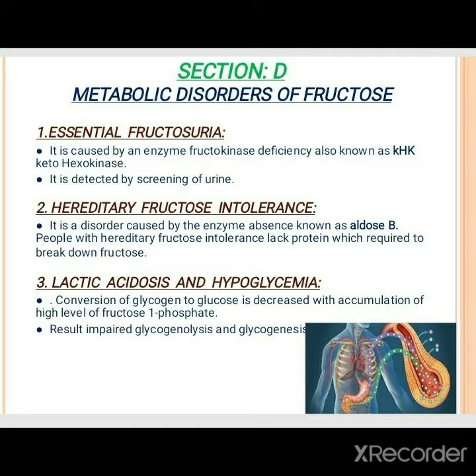So move toward the metabolic disorders related to fructose. The first is essential fructosuria. This disorder is caused by the enzyme deficiency known as fructokinase, also known as ketohexokinase. This enzyme catalyzes the transfer of phosphate group from ATP to fructose for utilization in the initial stage. This disorder can be detected by the screening of urine. Its symptoms include jaundice and growth retardation, etc.